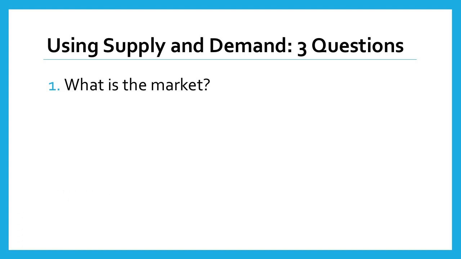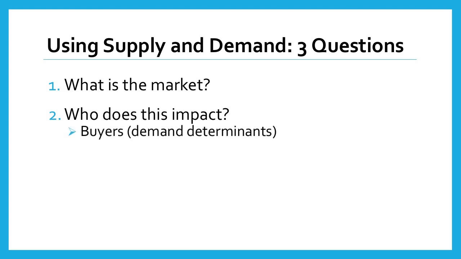So question 2 is, who does this impact? And there's only 2 answers. It can either impact the buyers or it can impact the sellers. How do we know if it impacts the buyers? We look to those demand determinants. We know it's either going to be the number of buyers. Well, is there somehow less buyers? Was there a plague that wiped out pizza eaters? Or it's going to be tastes and preferences.